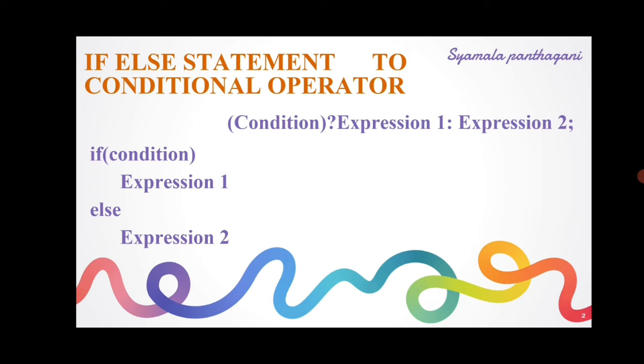Now, what we have to do, you just write the condition which we are using in the if else statement in the condition place of the conditional operator. And the expression 1 in the place of expression 1 in the conditional operator. And the else block, that is expression 2, we have to write in the expression 2 place in conditional statement. This is the interconversion of if else statement to conditional operator.